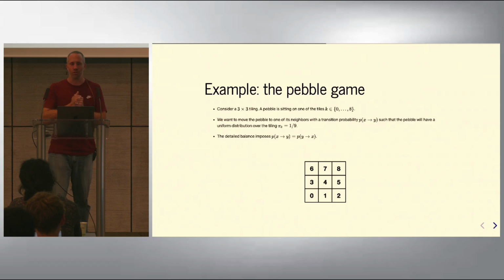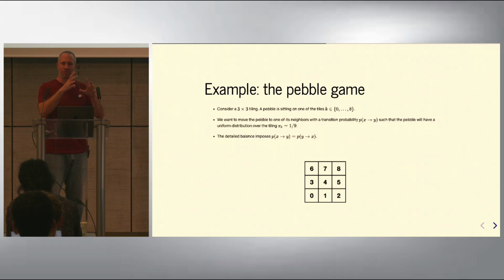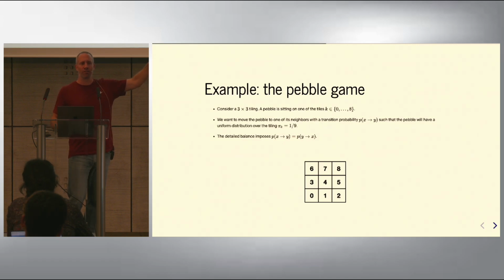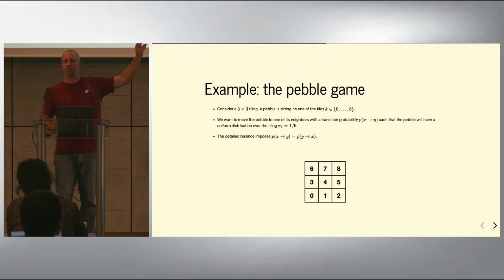So I'll introduce you to a fantastic game called the Pebble game, which is quite useful when you try to get some intuition about how to work with Markov chains. So the game is the following. You have a certain cell structure, here a 3x3 set of tiles, and you have a pebble somewhere on one of the tiles. Let's say I put it on 0 in the beginning.